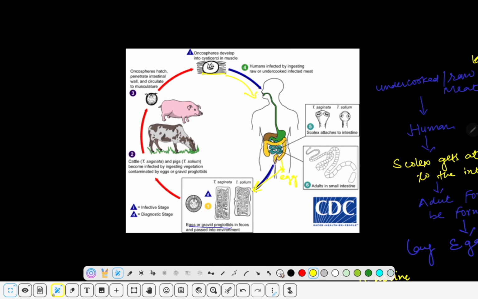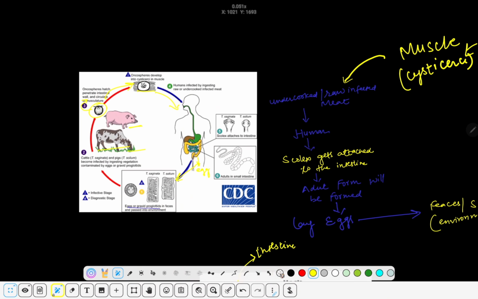From the environment, the cattle and the pigs take it up and graze it, and after taking it they form oncospheres and eggs. This oncosphere gets hatched, goes into the muscle, and develops into the cyst, which is stored in these muscles.